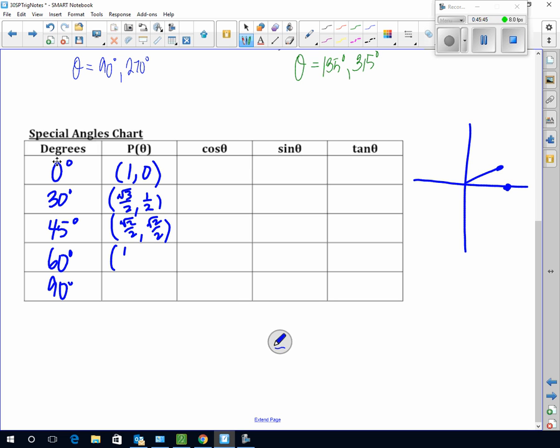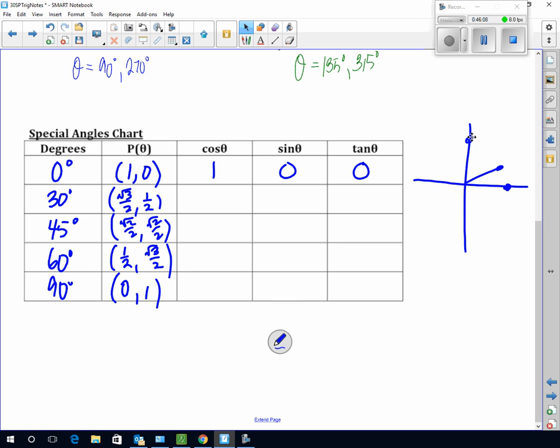And 90 degrees is this spot right here, so what's the coordinate right there? 0, 1. Remembering that cos theta is your x, and sine theta is your y, and tan is y divided by x. Does everybody see that? 0 divided by 1 is 0. So fill in the rest. I'll give you a chance to fill it in.